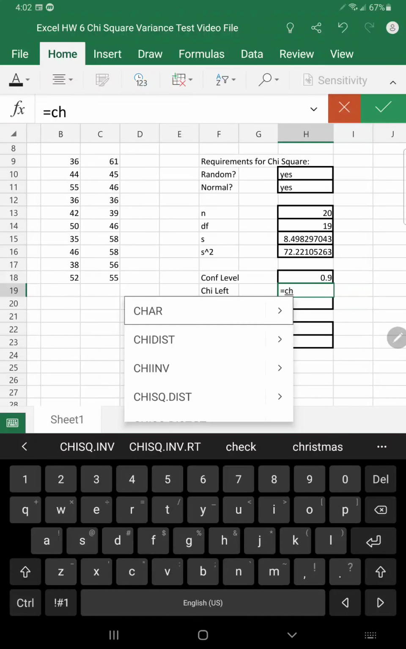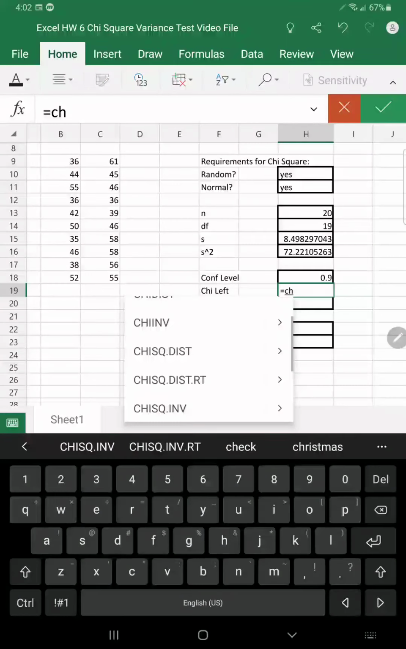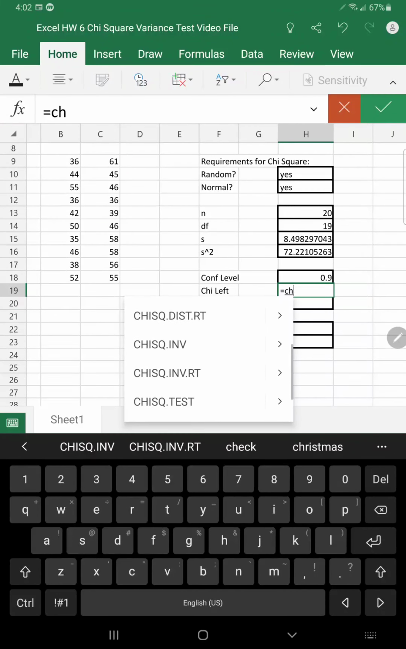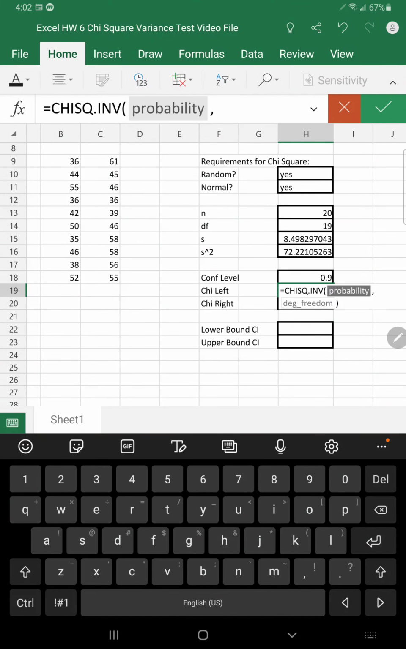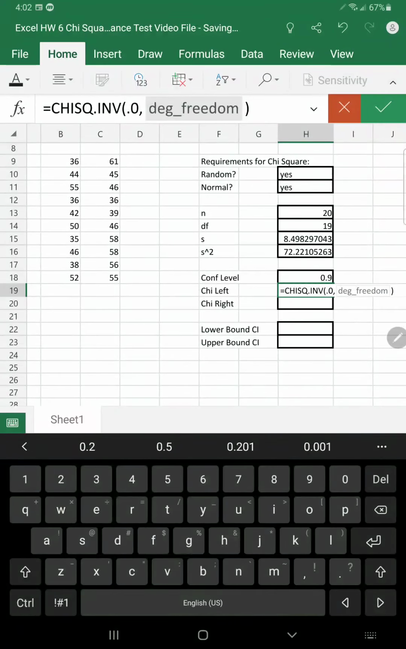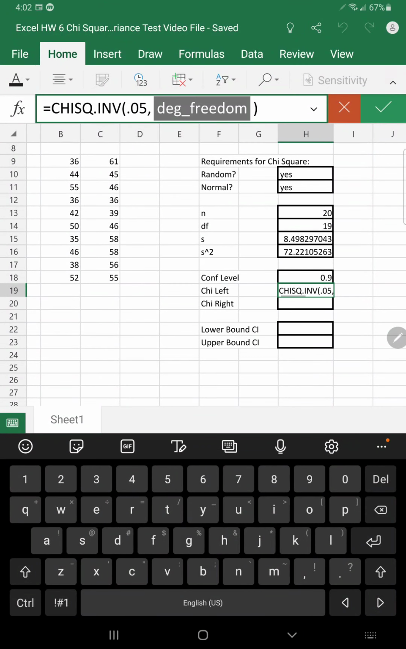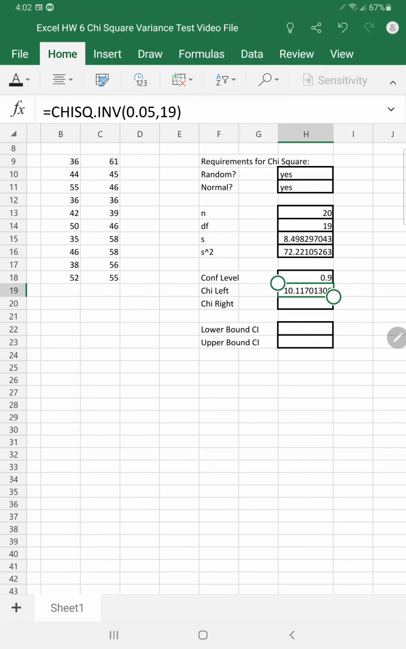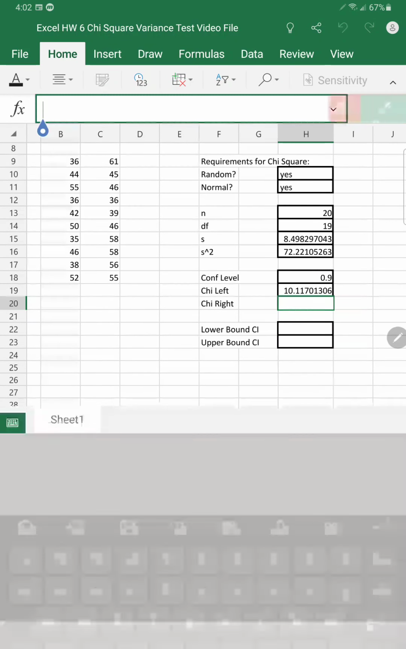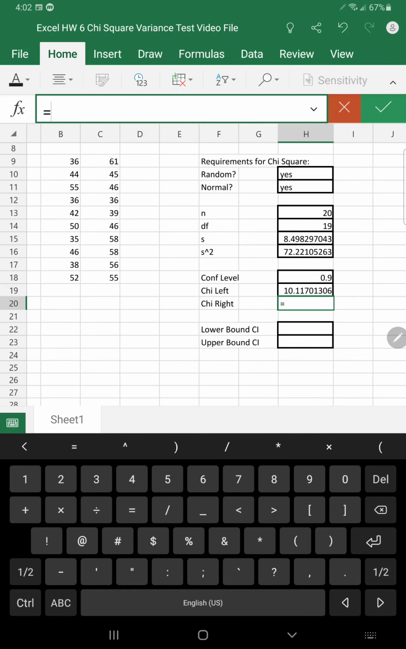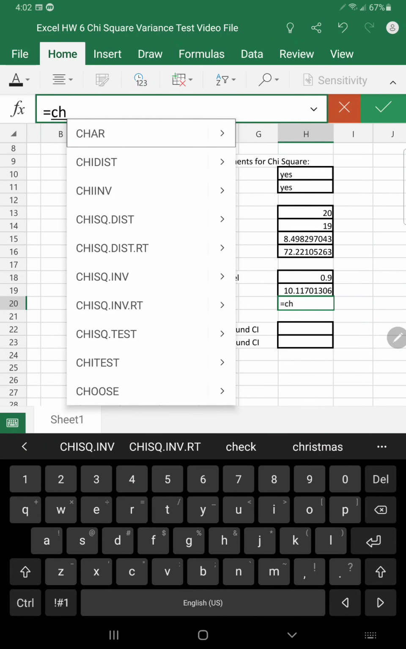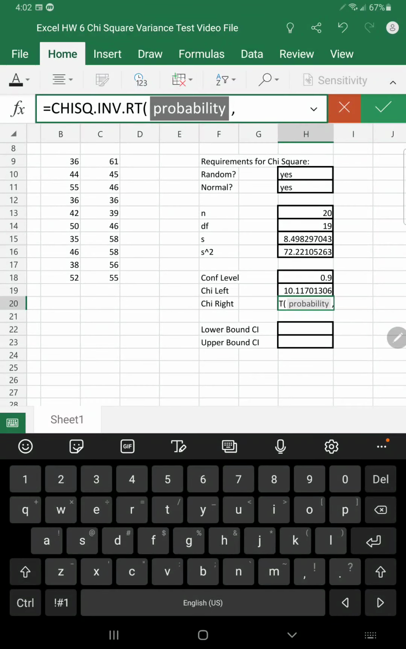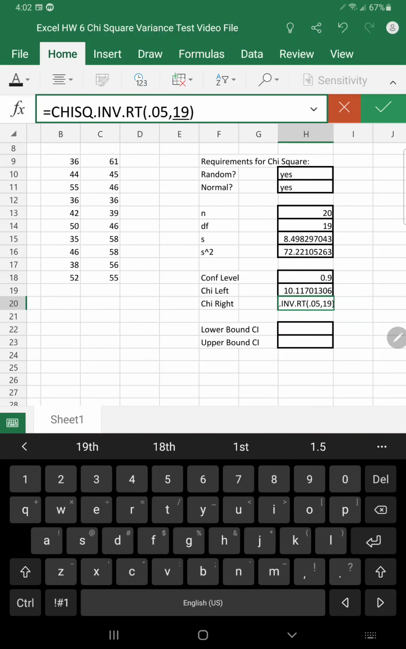We'll look, and we want the chi-square inverse. The chi-square dot inverse will calculate the left-hand value, and on the left we want a probability or an area of 0.05. The degrees of freedom are 19. Close the parentheses and click OK. Then we can do the same for the right-hand side. So this is equal to the chi-square inverse on the right. The probability again on the right will be 0.05. The degrees of freedom are 19. And we click OK.